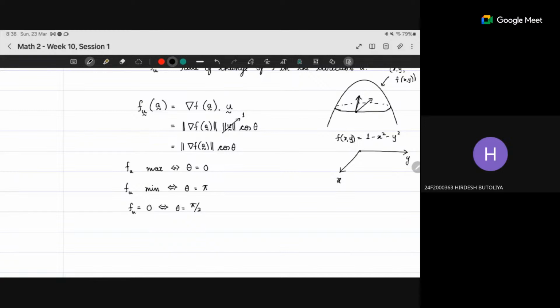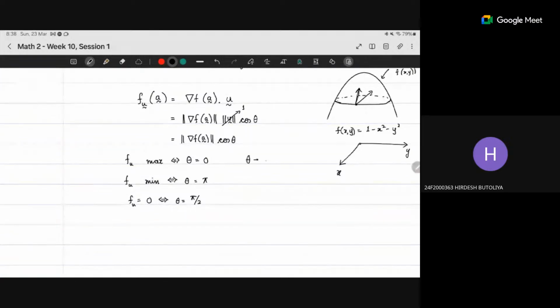Now, if you want no change in f, then what is the direction that you have to travel? You have to travel orthogonal to the gradient vector. So remember that theta was the angle between u tilde and gradient of f at a tilde. So theta equal to 0 means that the gradient vector and u tilde lie along the same direction.